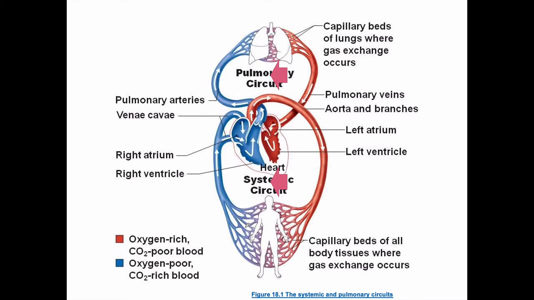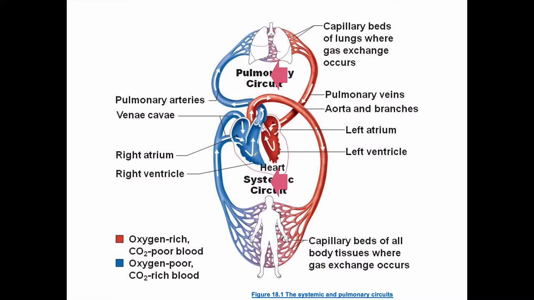What you see here is this blue color and this red color. This is the heart, this is the human body, and this is the lung. You know this, isn't it? So what is the function of the lung? To take the carbon dioxide out of the blood and add oxygen to the red blood cells. That's the function of the lung.